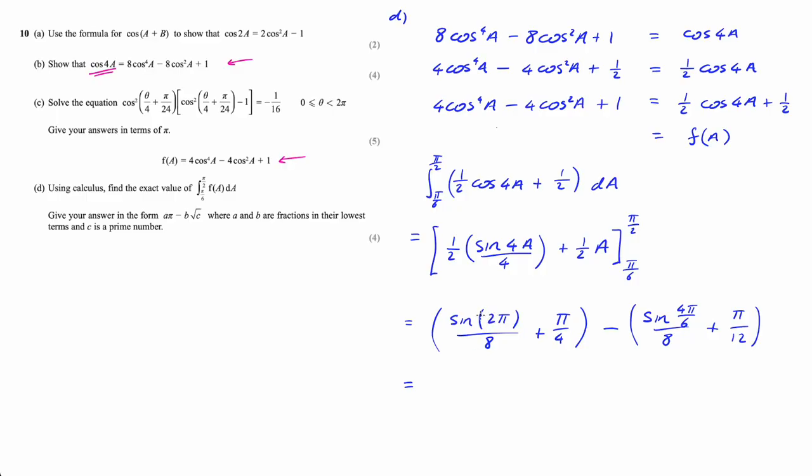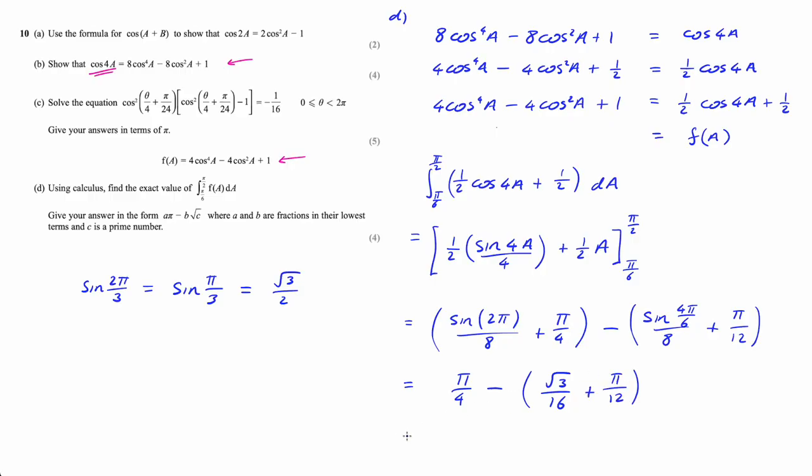Sine of any multiple of pi is 0, so that's 0 plus pi over 4. So that's just going to be pi over 4 minus sine of 4 pi over 6. Let me just do that over here. That's 2 pi over 3. So sine of 2 pi over 3 is equal to sine of pi over 3, and that's one of the ones you need to know. It's root 3 over 2. Root 3 over 2 over 8 is root 3 over 16. And then it is minus, oh sorry, it's plus pi over 12.